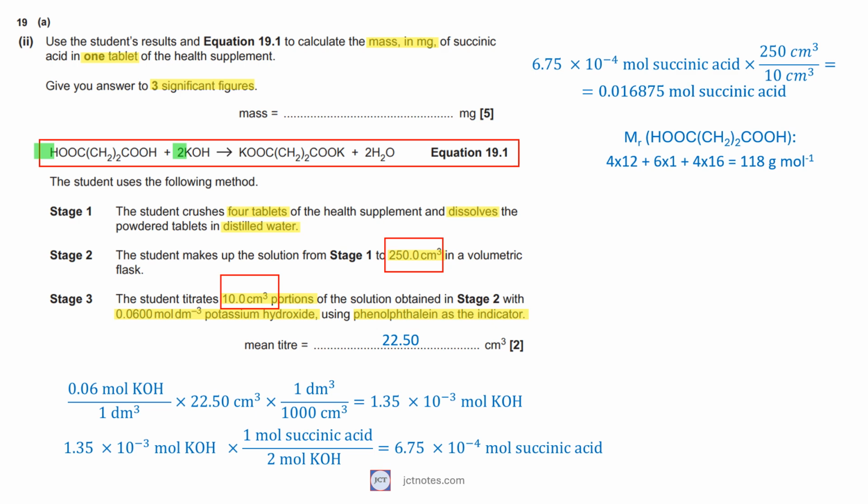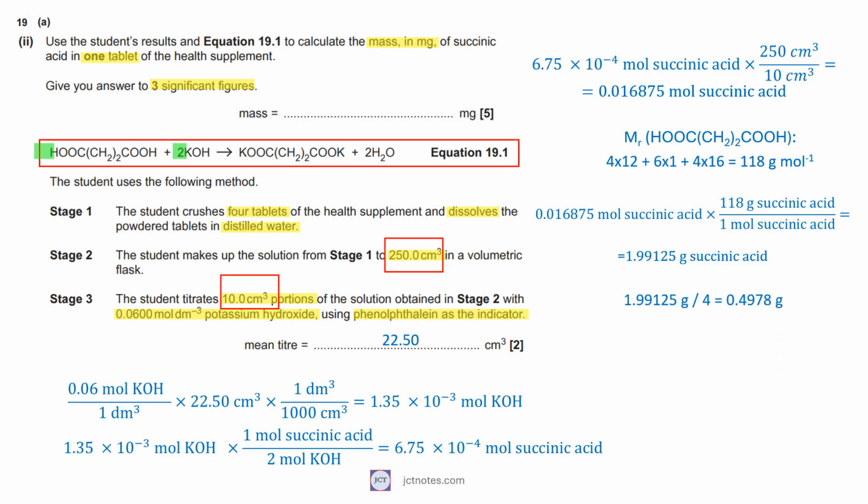Calculation of the molar mass of succinic acid gives us a value of 118 grams per mole. With this value, we can find that the mass of succinic acid that we have is 1.99125 grams. These were provided by 4 tablets. Thus, each tablet provided 0.4978 grams. That, expressed in milligrams and rounded to 3 significant figures, is 498.